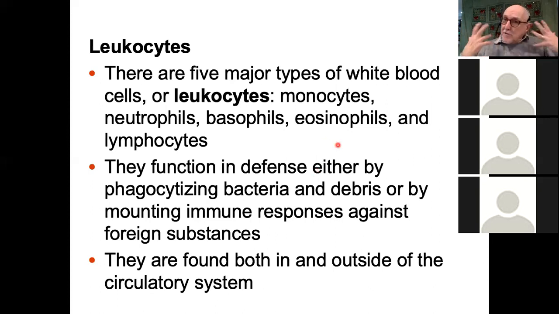They can be transported around the body by the circulatory system, but they are also transported by the lymphatic system, and many of them can also move freely through the tissues. They can leave the blood vessels and move through the tissues. That's how they accomplish many of their functions.